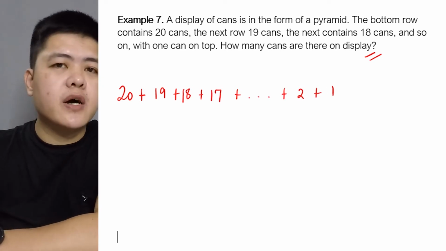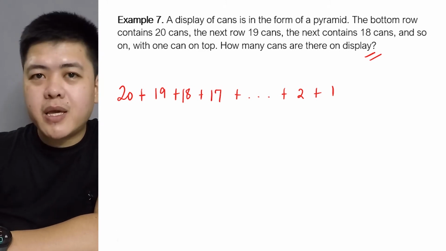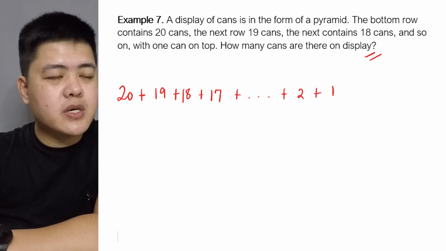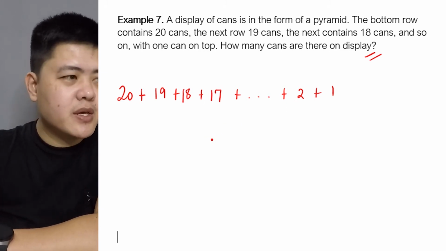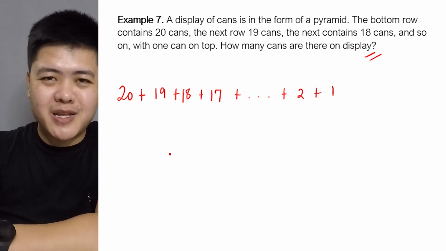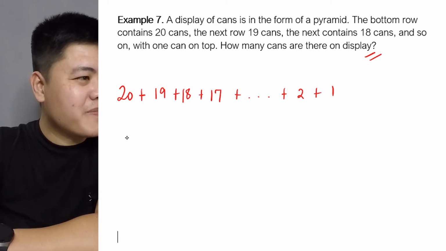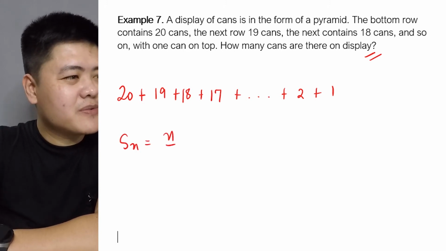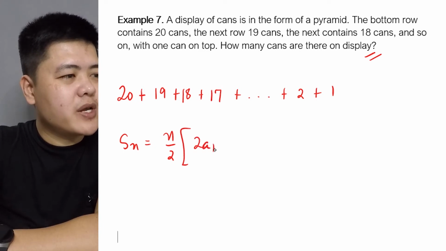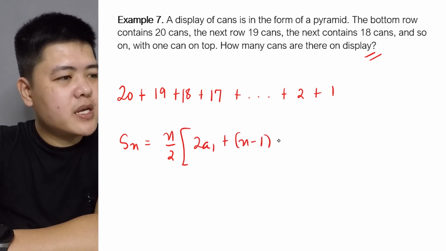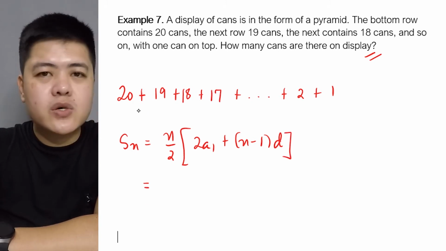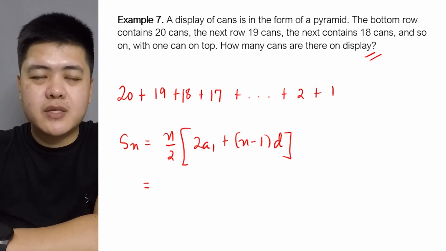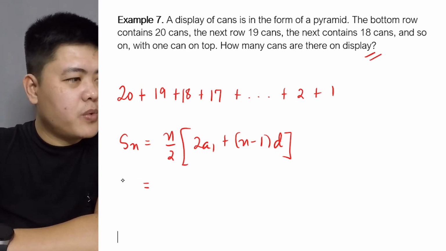So, you can either use the first formula, the one with 2a sub 1, or you can just use a sub 1 plus a sub n times n over 2, kasi meron ka ng first tsaka last term. So, para lang magamit natin yung first formula, let's just use the first formula. So, we have s sub n equals n over 2 times 2a sub 1 plus n minus 1 times d. In this case, ilan to? Bali to 20, no? 20, 19, 18, hanggang 1. So, there are 20 terms.